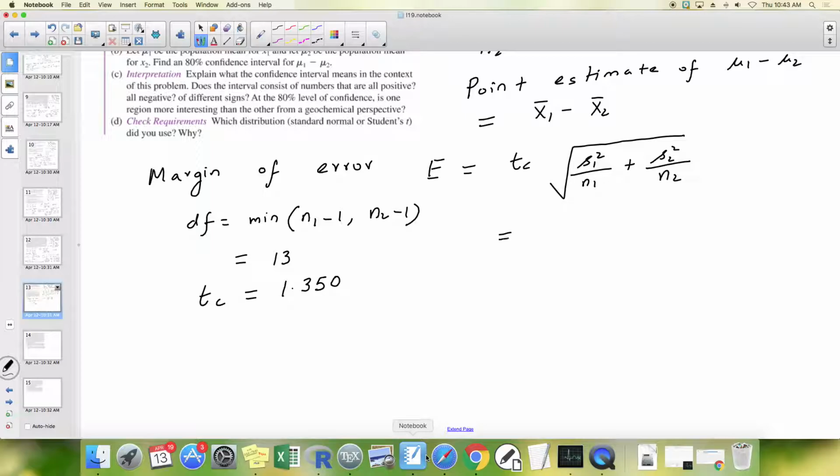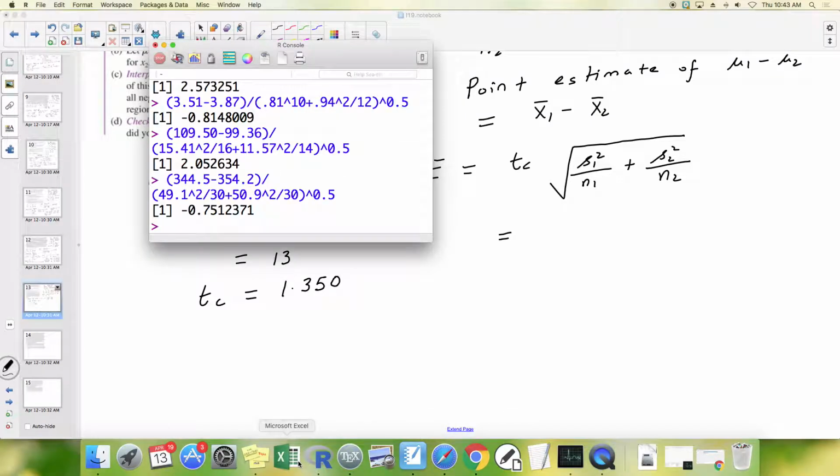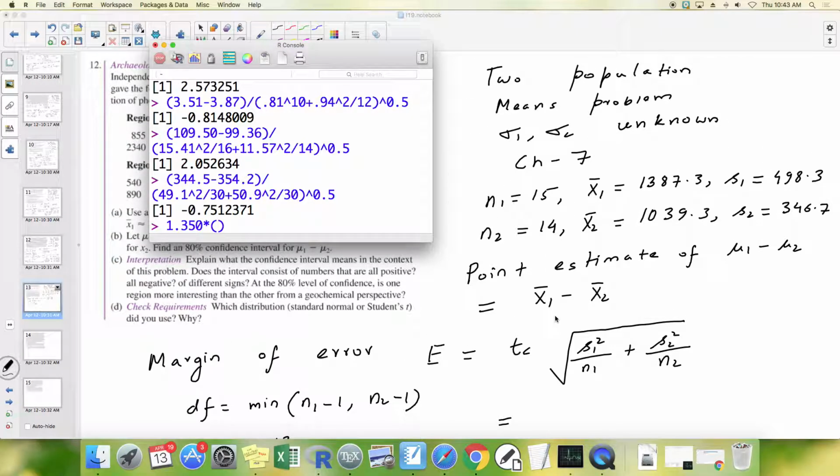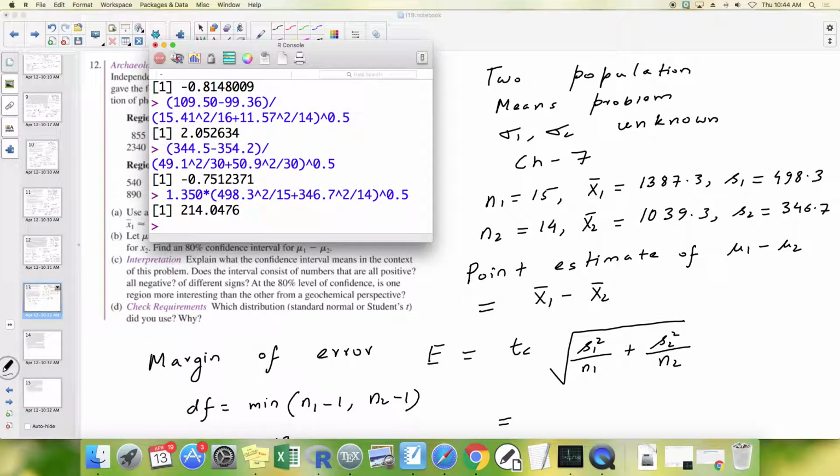Okay, so E equals, let's see, 1.350 times, within brackets, 498.3 square by n1 plus 346.7, that's S2 square by n2, and take a square root over the whole thing, and that's 214.0476.